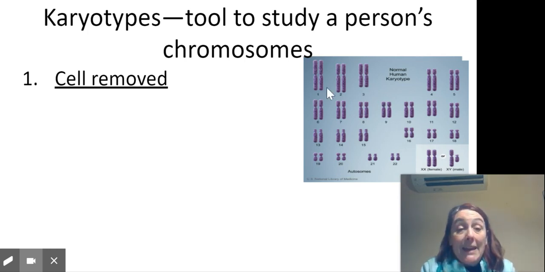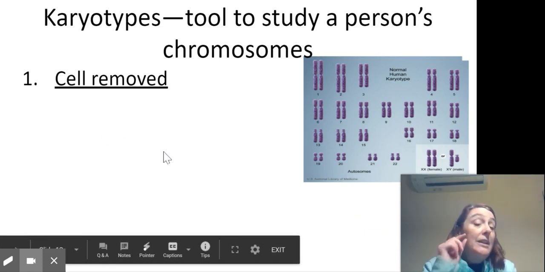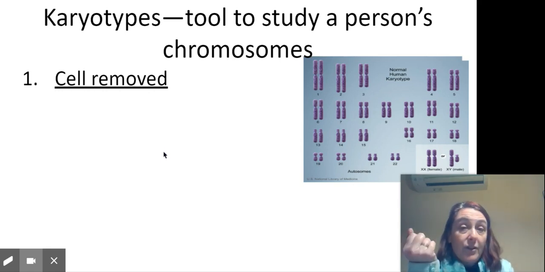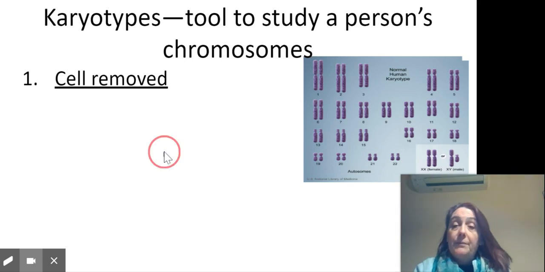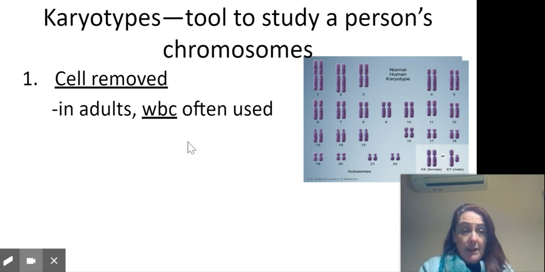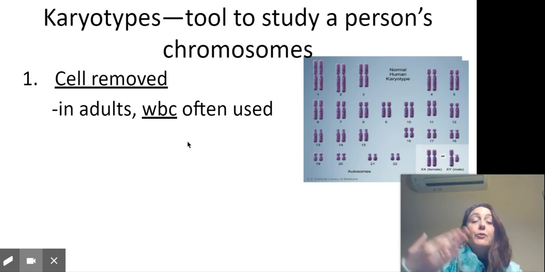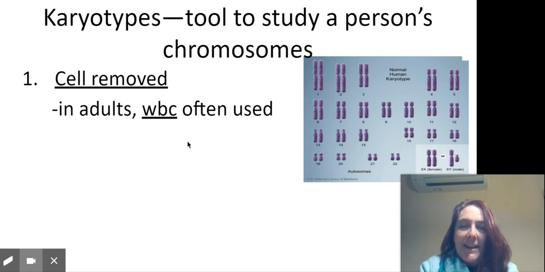All right, so making the picture, the first thing that has to happen is we have to get a cell. That's pretty easy, like in an adult, right? In fact, probably the easiest cells to take would be white blood cells. WBC stands for white blood cells. You could take the white blood cells, and you can take that cell, squash it on the microscope, take a picture, enlarge it, cut it out, arrange the chromosomes like that. Today they just do all that arranging with computers.